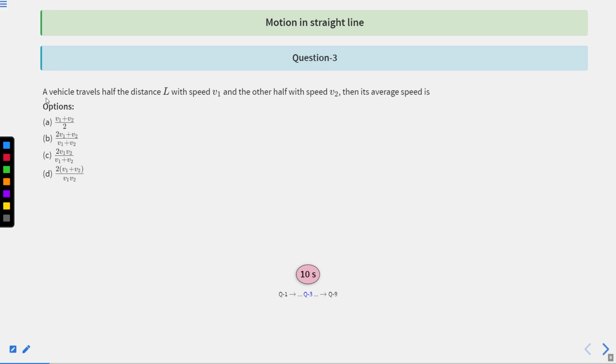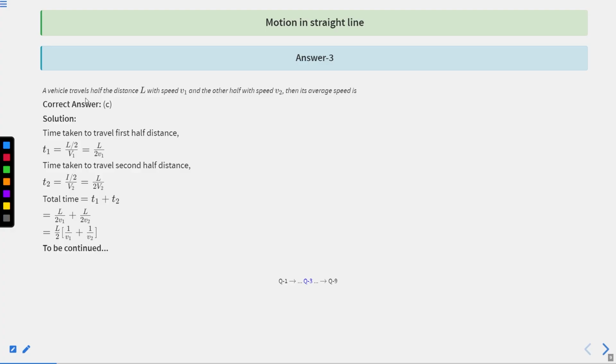Third question is, a vehicle travels half the distance L with speed v1 and the other half with speed v2. Then its average speed is what? What is the average speed of that vehicle? Clear? There are 4 options given. You have 10 seconds to solve this question. After that, we will provide the solution. Let's find a solution.